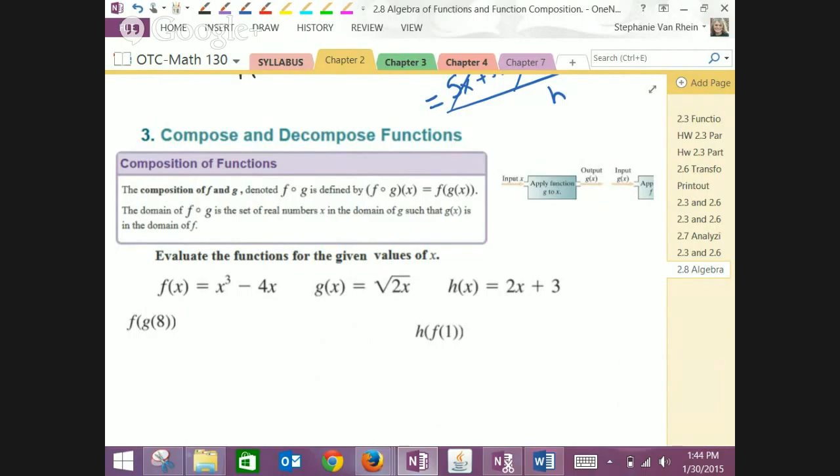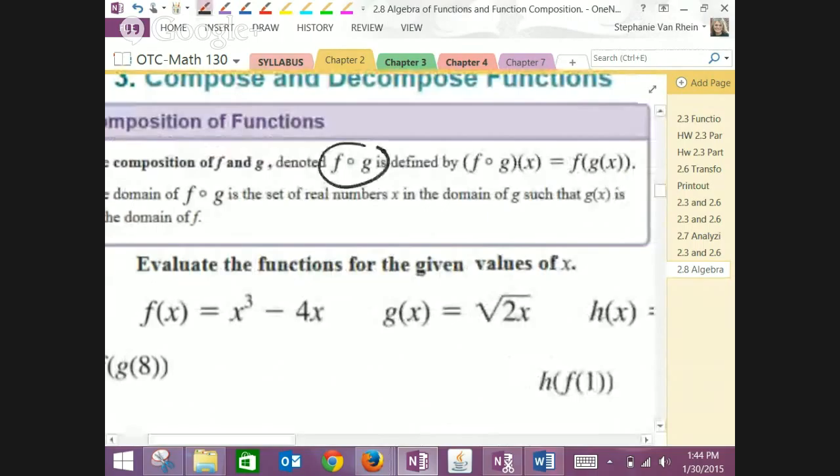So it looks a lot like multiplication, but it's not. This is how it'll be denoted, or it could be denoted this way. What this is saying is I take x, I plug it into my g function, and I get something out. I take that something that I got out of the g function, and I plug it in the f function.